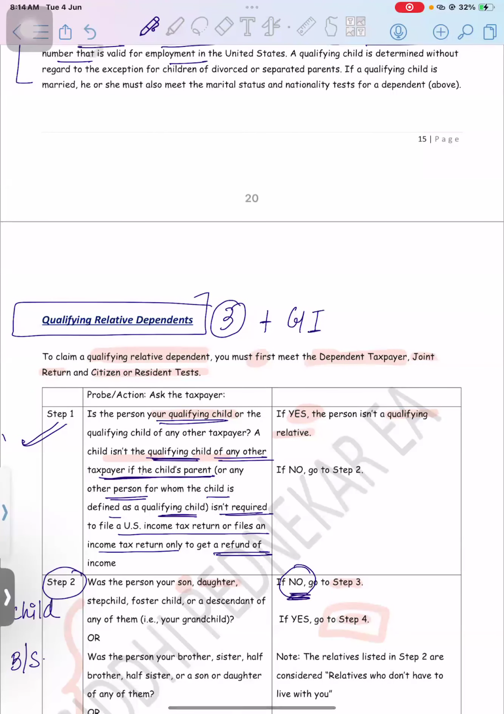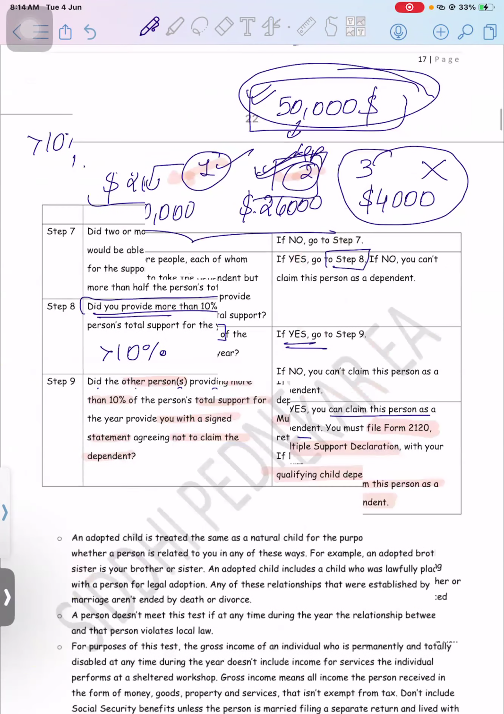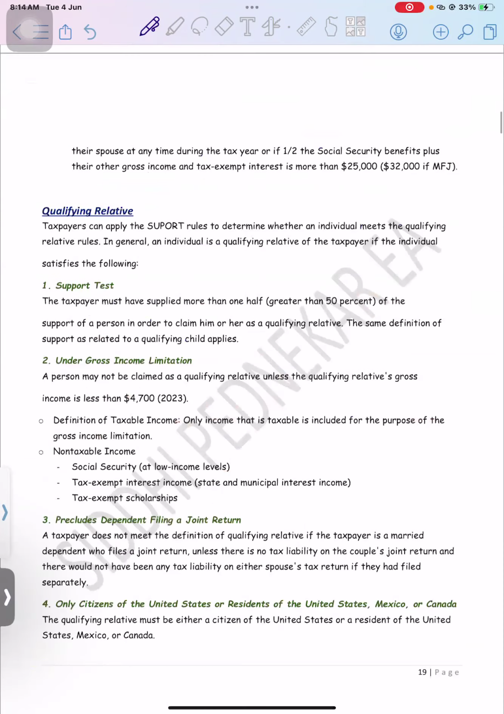For a qualifying relative, the residency test is there, the support test is there, the relationship test is there, the member of household test is there, and the last one, the gross income test, is going to be considered. In the support test, please check whether the multiple support arrangement is in proper place or not. Okay. So these are some definitions.